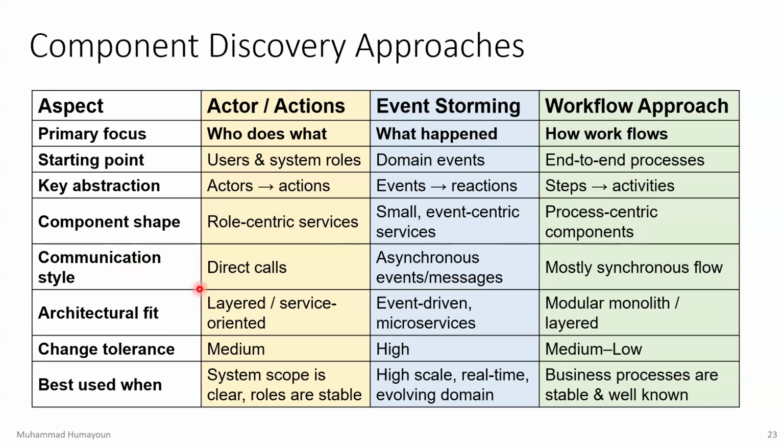The communication style, how these components talk to each other. In actor action, it will be direct API calls. In event storming, usually it is asynchronous messaging or events. And in workflow approach, it is mostly synchronous flows. So you send a request, you wait for it to be completed, and then you move on further. In asynchronous messaging, you send a request and you start doing something else. And later on, whenever that thing is completed, it will be sent back to you.